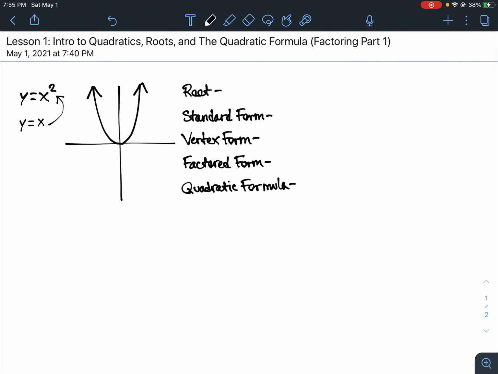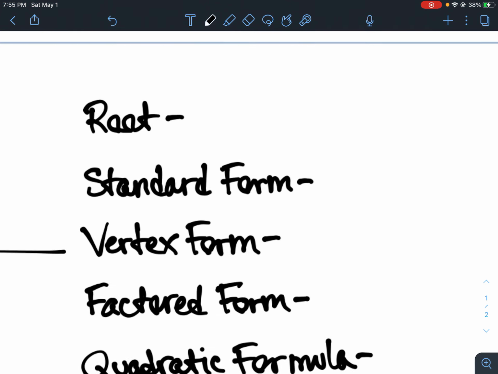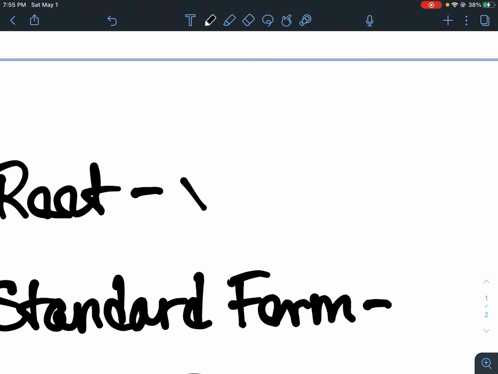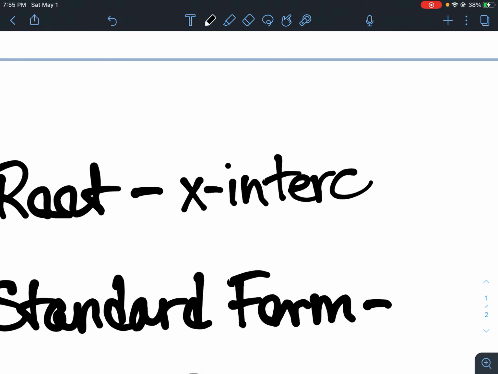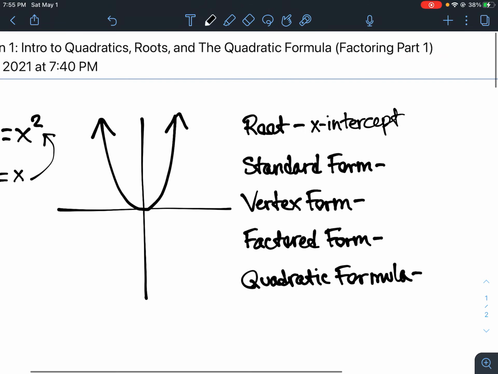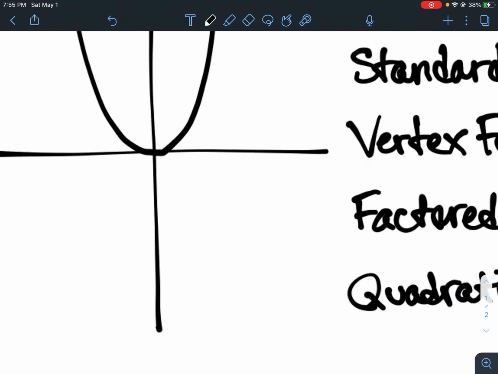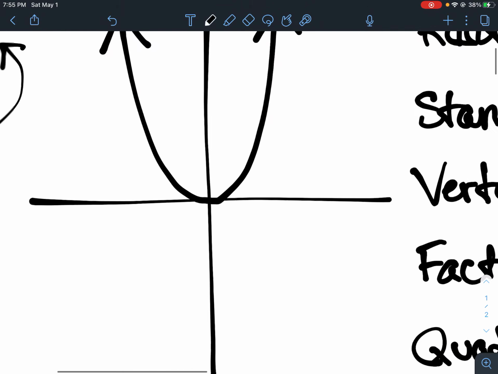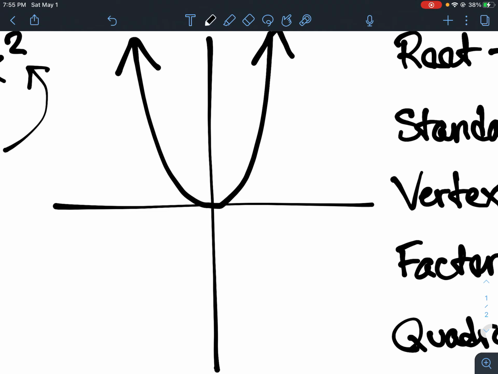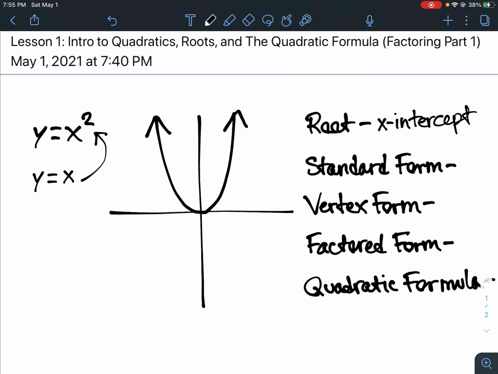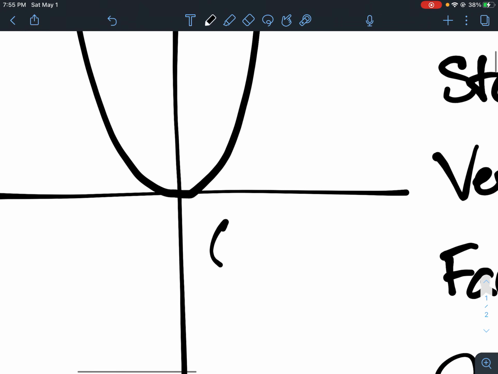Next, we have to cover what is a root. A root is just another way of saying the x-intercept, except you can't say it for a linear function. It can only apply to quadratic functions, cubic functions, and above. Like, for example, the root of this function right here, y equals x squared, is simply just 0, 0.